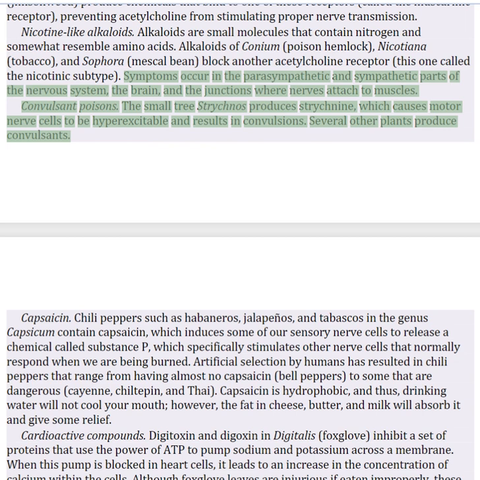to muscles. Convulsant poisons. The small tree strychnus produces strychnine, which causes motor nerve cells to be hyperexcitable and results in convulsions. Several other plants produce convulsants.